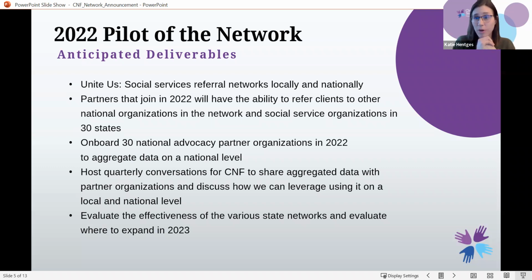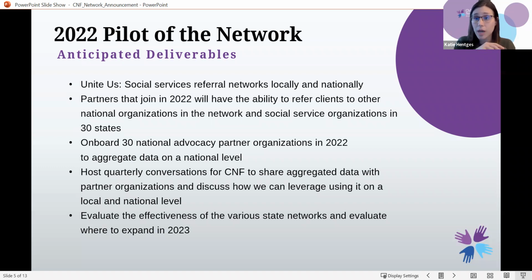So we're looking for 30 organizations. At this point, we have about 15 that have already registered, so we're looking for 15 more. This is as of April 13th. But we will onboard those organizations over the next couple of months, and then we will work together to aggregate our data over the next year and see how it goes.